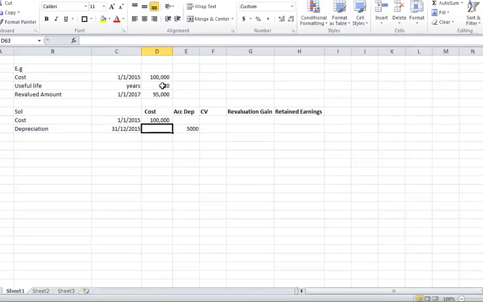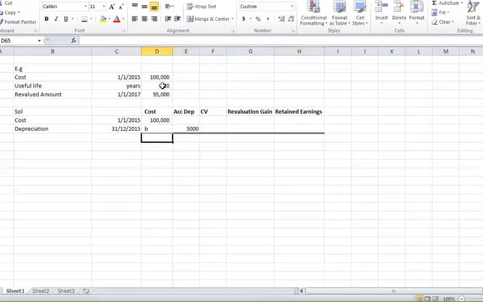So now equal to this one plus this one. And what is the carrying value at the end of year number 1? What is total cost? 1 lakh. What is depreciation? 5,000. So at the end of year number 1, carrying value is 95,000. There is no revaluation in the year number 1.